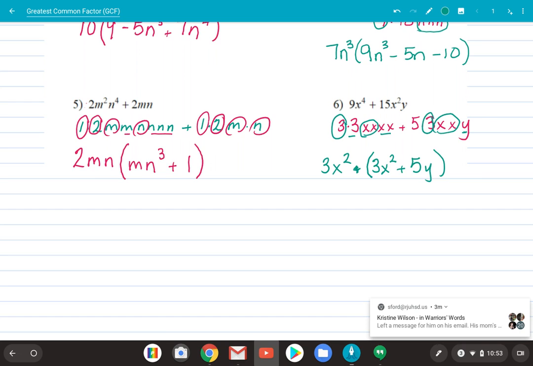Now keep practicing this and you will get better at it. Soon you'll be able to just look at it and know what you're going to put out in front. Good luck.